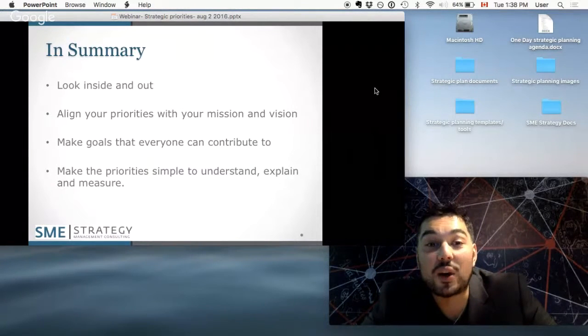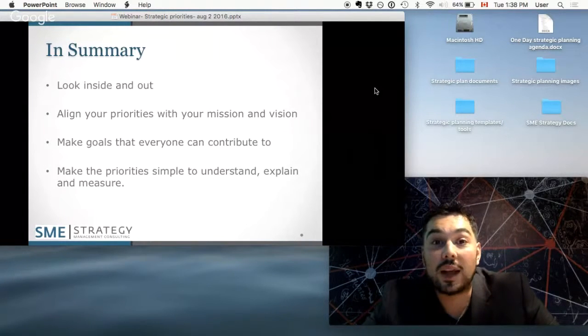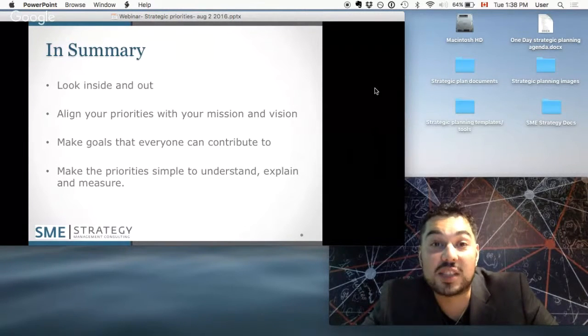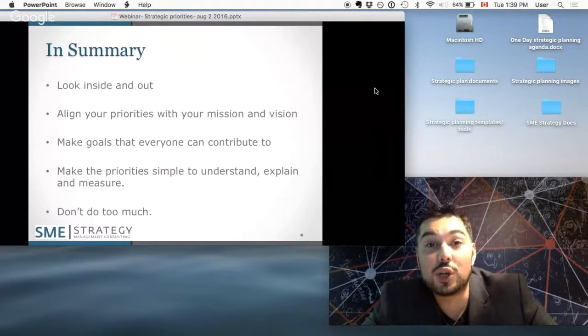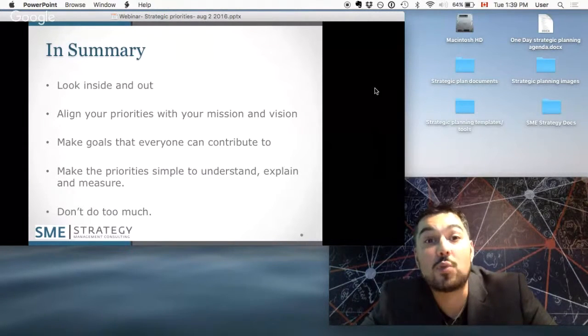And finally, make the priority simple to understand, simple to explain, and simple to measure. Again, everybody needs to be bought in with a plan so they know how they can contribute and how they can move it forward. And then you're going to have to communicate the plan so that everybody understands where the team is at and where they're going. So make the priority simple to understand, simple to explain, and simple to measure. And that's why we say focus on a handful instead of too many. Don't do too much. You're going to waste time, you're going to waste money, and it's going to be stressful. So keep it simple, move it forward, and continually be aiming at your vision. Get those strategic priorities done, and then move on to something else.